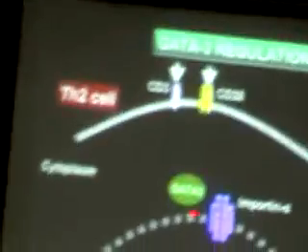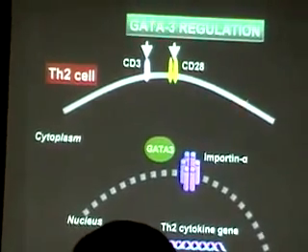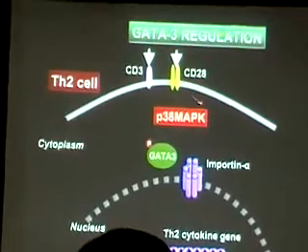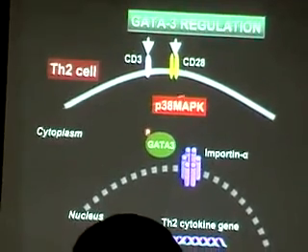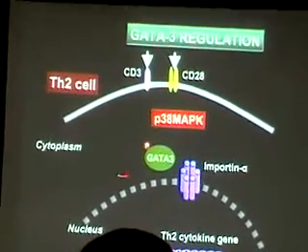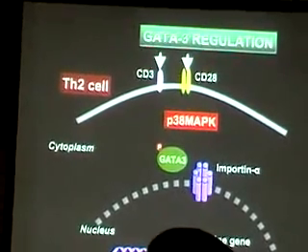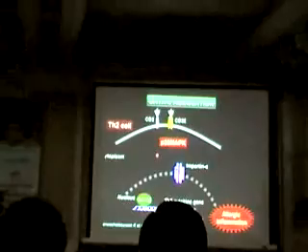Now, GATA3, am I getting too complicated? GATA3 lives in the cytoplasm. However, it cannot do anything unless it's phosphorylated. And the phosphorylation is done through the activation of the antigen-presenting cell, through the help of this enzyme. This enzyme is activated by the antigen-presenting cell, it's p38 MAP kinase, which phosphorylates GATA3. Now, the moment GATA3 is phosphorylated, it has to come to the nucleus, because unless it comes to the nucleus, it cannot activate the gene. The genes are all in the nucleus. So the moment it is phosphorylated, it comes down into the nucleus.